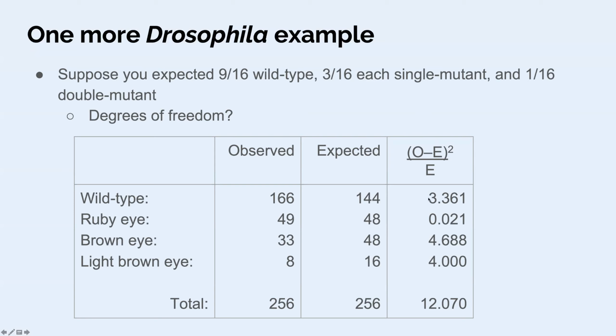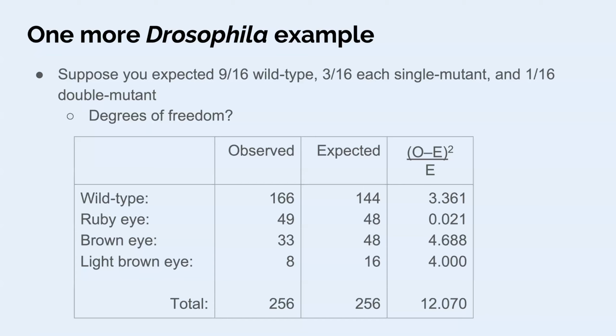And each row gets its own summary value. This is a low chi-square, 49 and 48 are very close to each other. This is a high chi-square value, so 33 versus 48, those are pretty far off from each other. So again, each row gets a summary part of the chi-squared equation, and then this 12.070, that's the sum of all numbers in the column. That's our actual chi-squared value.